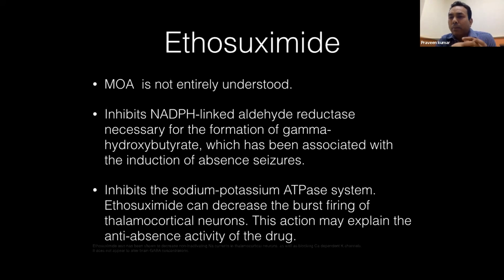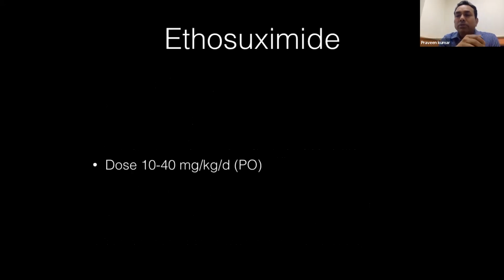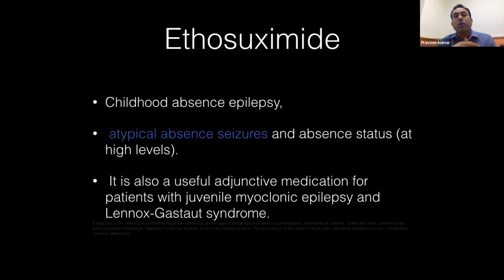So Ethosuximide, the real mechanism is not widely known, but they find that it decreases the burst firing of thalamocortical neurons, and that's why it has been found to be useful in childhood absence epilepsy. The dose is 10 to 40 milligram per kg per day, similar to sodium valproate, oral medications. As of now, one company makes the syrup formulation in India.